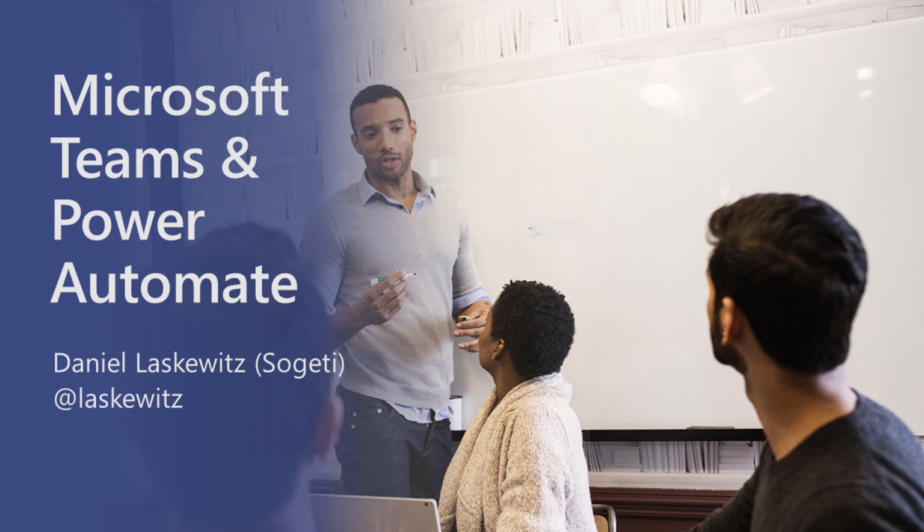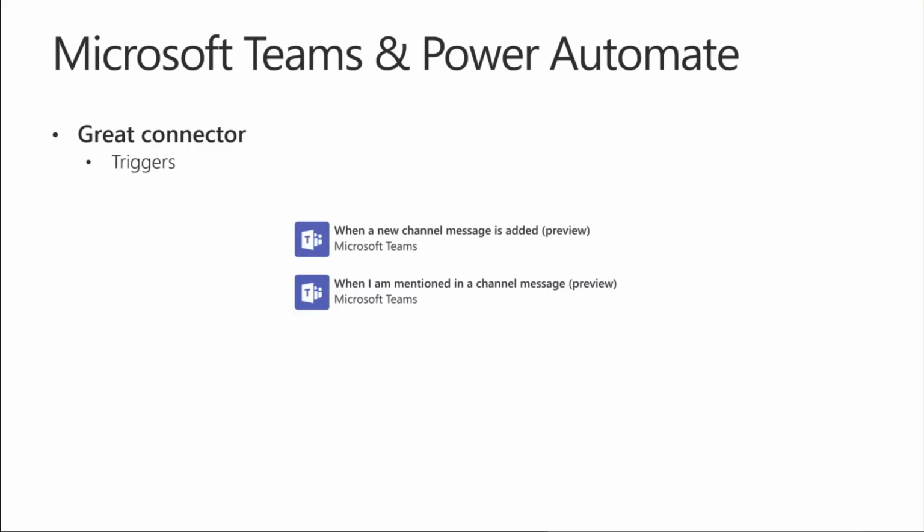So I'm going to talk about all the possibilities that are available in Microsoft Teams to combine it with Power Automate. And that's really exciting. So let me just dive in. There is actually a great connector for Microsoft Teams. There are some triggers. So as you can see, there's a trigger for when there's a new message in your channel, and when somebody is mentioned in a channel message.